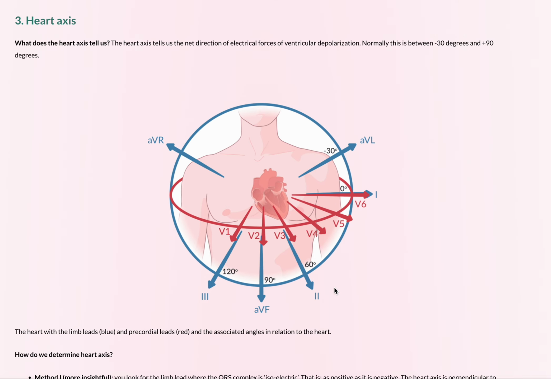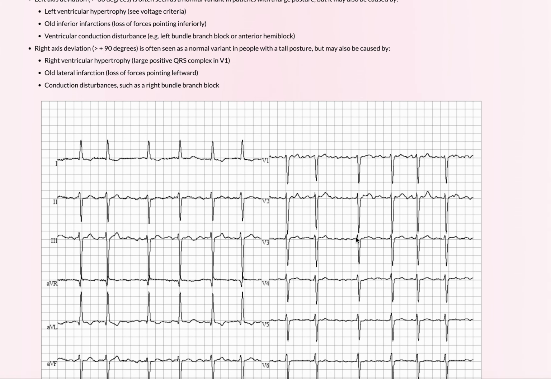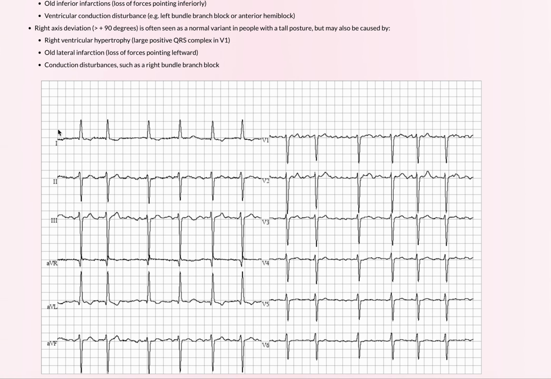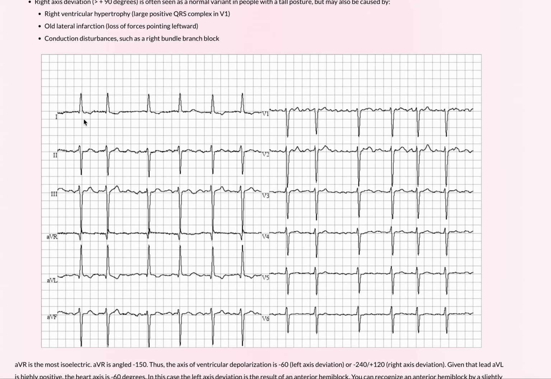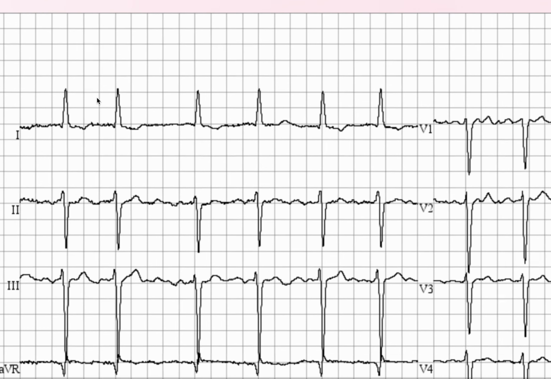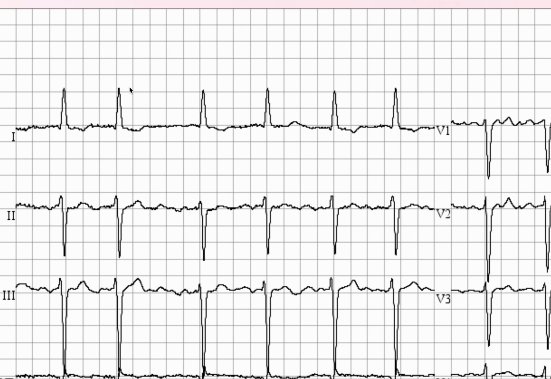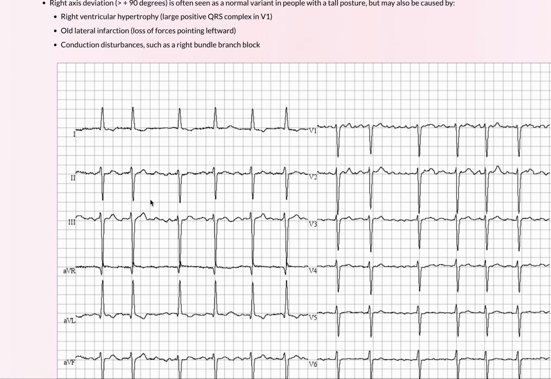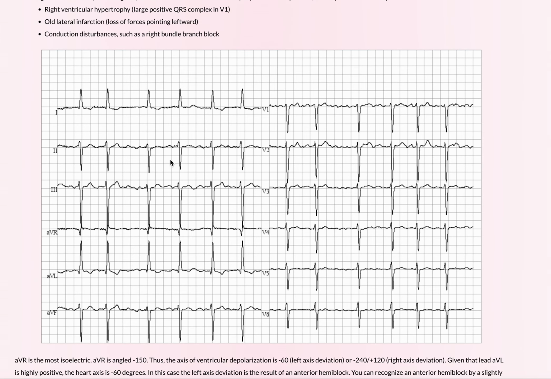Now, there are two ways to quickly determine if the heart axis is normal. One is to take a look at leads 1 and 2 on an ECG, and if the QRS complexes in both these leads are net positive, then there is an intermediate axis of ventricular depolarization that is between minus 30 and plus 90. Now in this case we see that lead 1 is positive, but lead 2 is negative. So we already know that the heart axis is not intermediate.